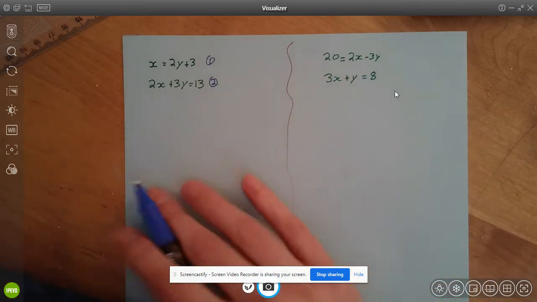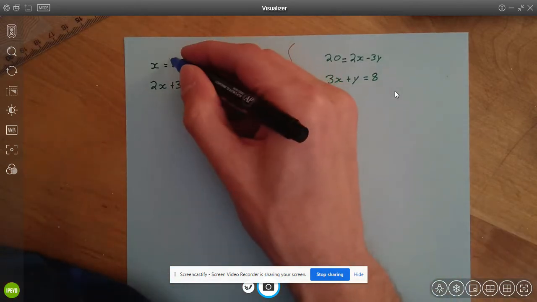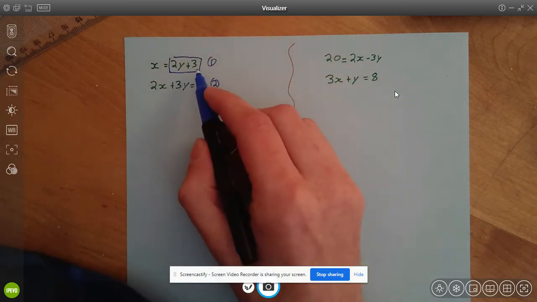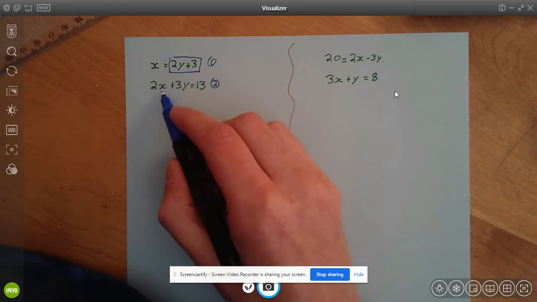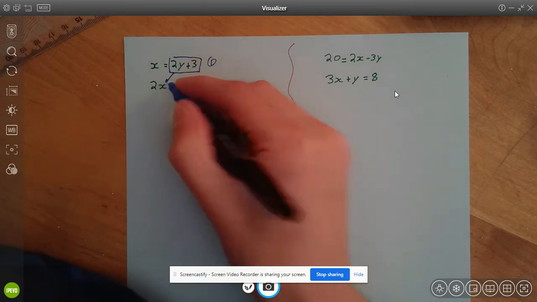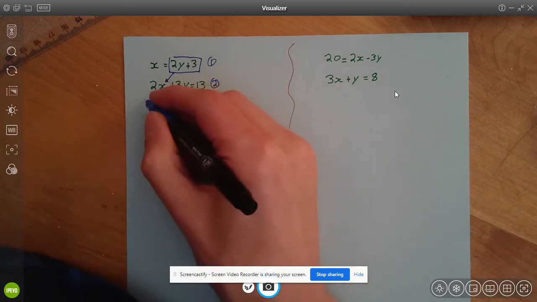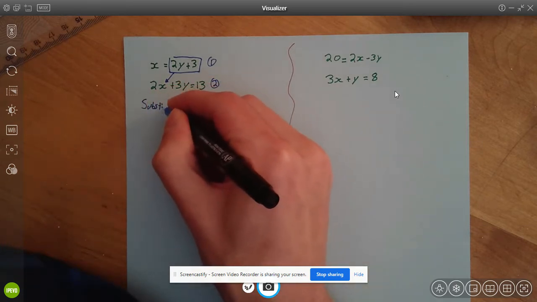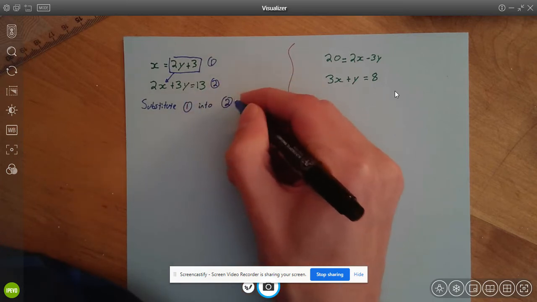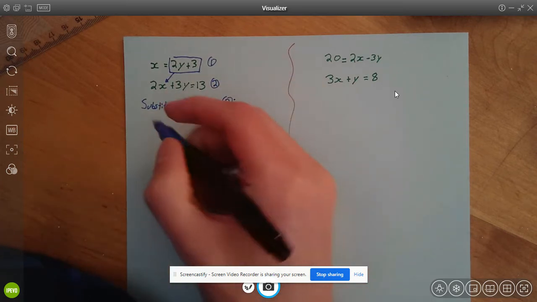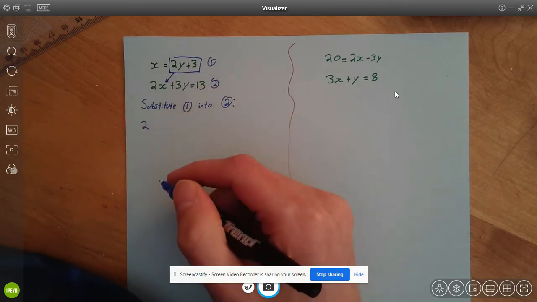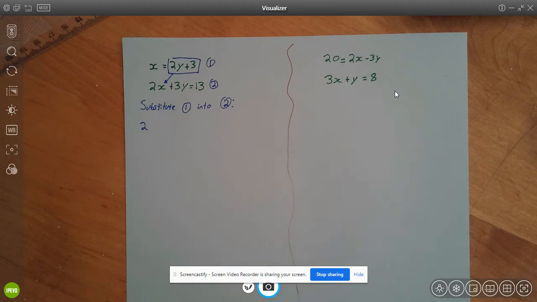So I know that in equation 1, x equals 2y plus 3. So that means x is always equal to 2y plus 3. So I can replace x in the second equation with that expression 2y plus 3. So what I'm going to write is that I'm going to substitute 1 into 2. So I'm going to replace x in equation 2 with that expression that we know x is equal to, 2y plus 3. I'll just do it in another color just to show you how this works.